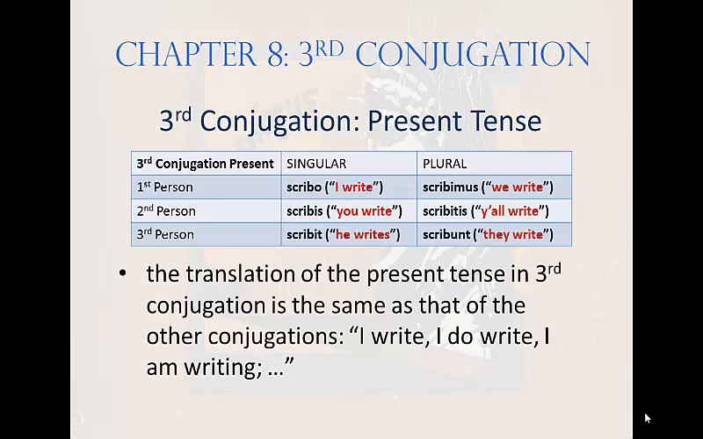The translation of third conjugation verbs differs in no way from verbs in first and second conjugation, so there's no point in rehearsing what you already know. Scribo, for instance, would translate as I write, I am writing, I do write, and the other persons and numbers would follow the same pattern.